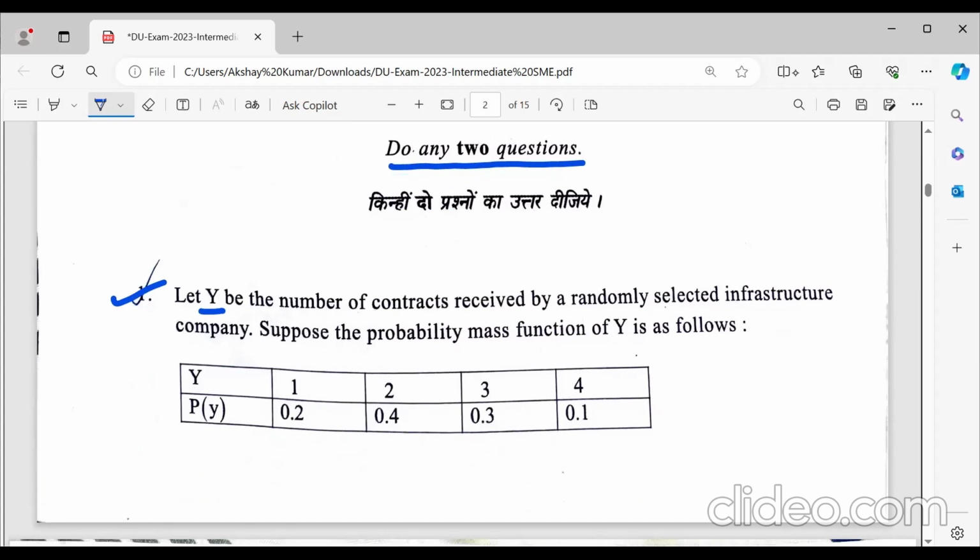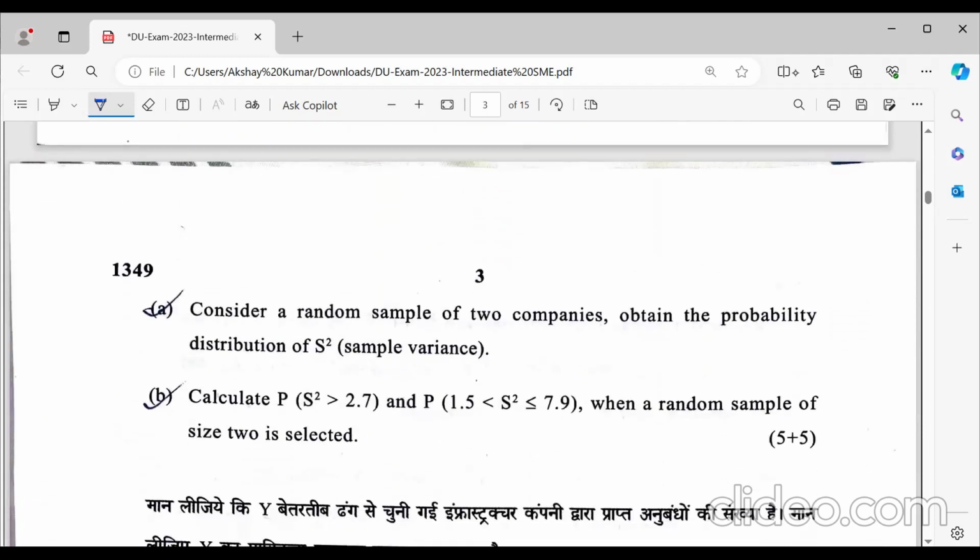Let's look at the first question. Let Y denote the number of contracts received by a randomly selected infrastructural company. We are given the probability mass function of Y. Y is a random variable denoting the number of contracts. It takes the value 1 with probability 0.2, the value 2 with probability 0.4, the value 3 with probability 0.3 and 4 with probability 0.1. The question asks us to consider a random sample of 2 companies and obtain the probability distribution of the sample variance, S squared.